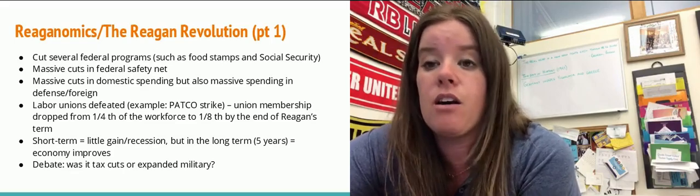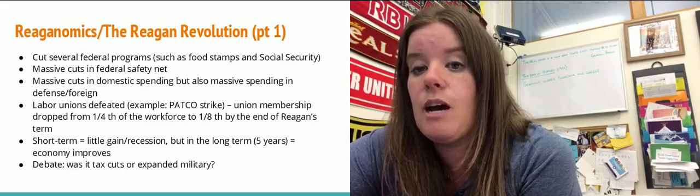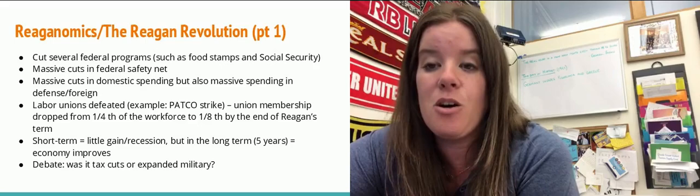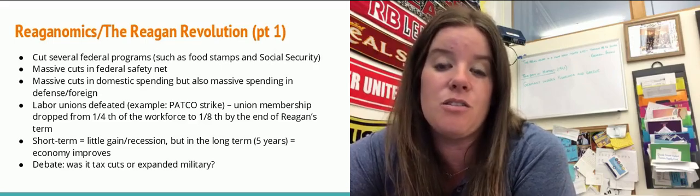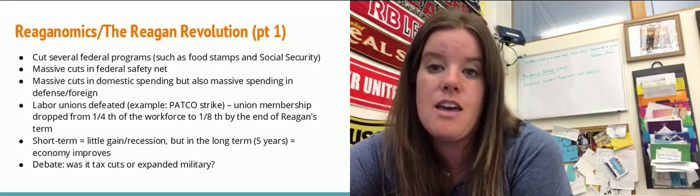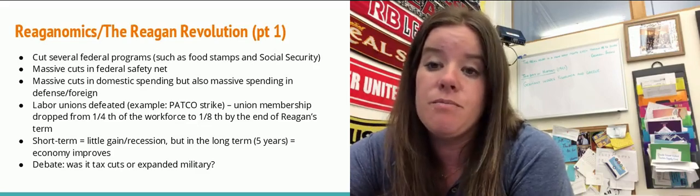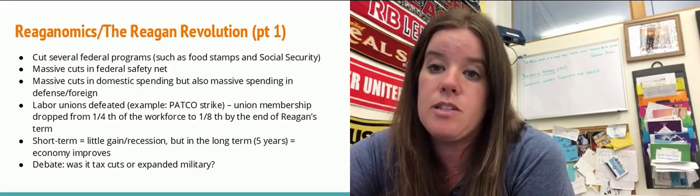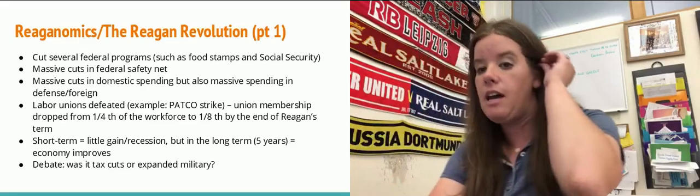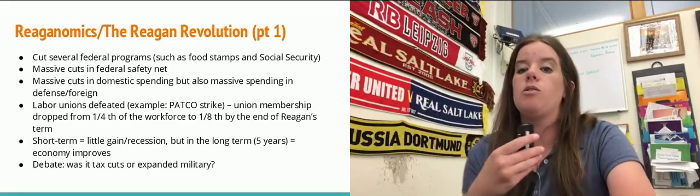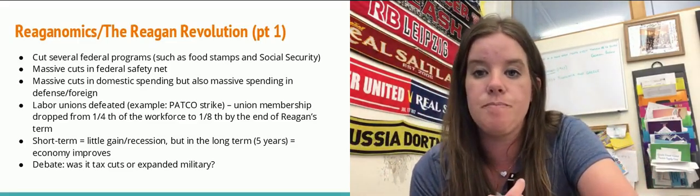Reagan says if you don't get back on the job within the next 48 hours, you're fired. They didn't go back, and he fired 11,000 federal employees in a single day. And he replaced them. He did not like union membership. This is why union membership had a fourth of the workforce in unions, and now it's only an eighth by the end of Reagan's term.